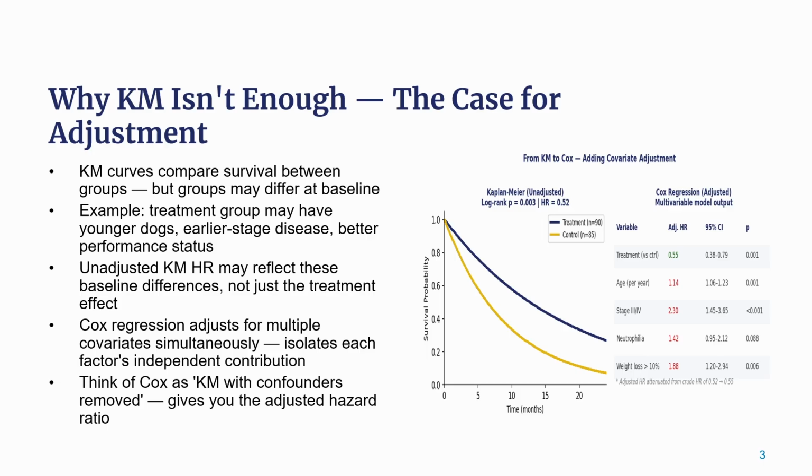Cox regression fixes this by simultaneously modeling all the relevant covariates, age, stage, weight loss, neutrophil count, and producing an adjusted hazard ratio for each one. The adjusted hazard ratio for treatment tells you, holding age, stage, and all other variables constant, what is the independent association of this treatment with survival. This is exactly the same logic we applied in logistic regression in Talk 5, but now we're doing it for time to event outcomes instead of binary ones.